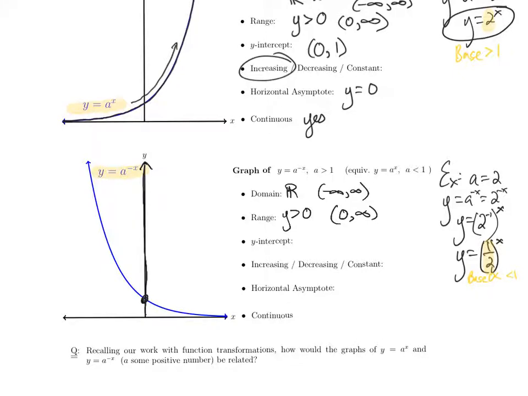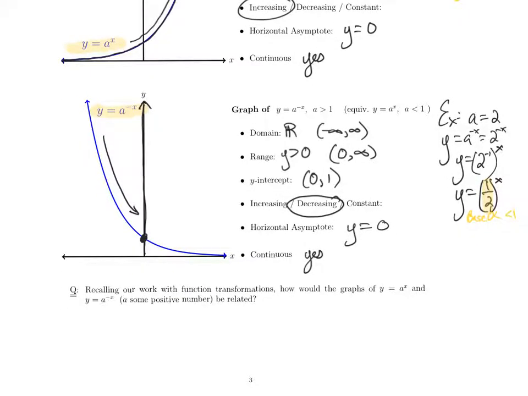The y-intercept is still always going to happen at 0, 1. And as we walk along this function from left to right, we are going down. Therefore, it's always decreasing. And we also have a horizontal asymptote at y equals 0. This time as we go off to positive infinity, I'm going to get closer and closer to y value outputs of 0. And finally, I still can call this continuous because I can draw a sketch of it without picking up my pencil.